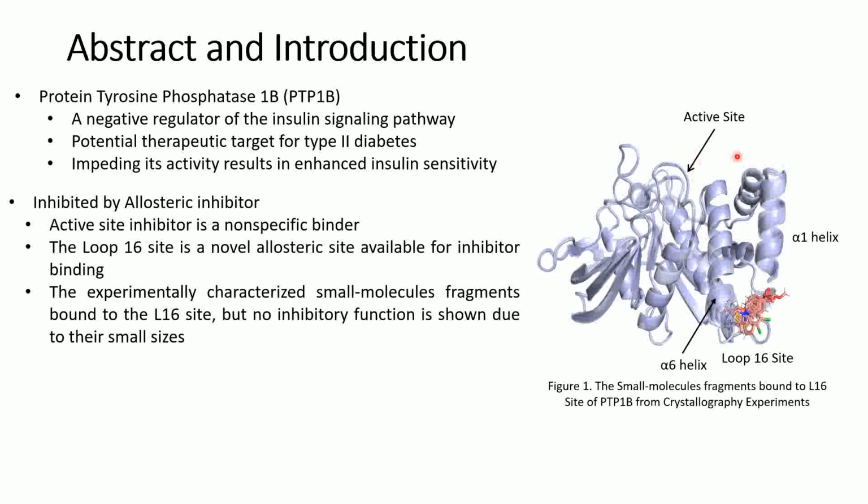In previous studies, we found that the loop 16 site is a novel allosteric site available for inhibitor binding, as you can see in the figure here, which comes from a crystallography experiment. There are some experimentally characterized small molecule fragments bound to the L16 site, but these did not show the inhibitory function due to their small size and weak binding.